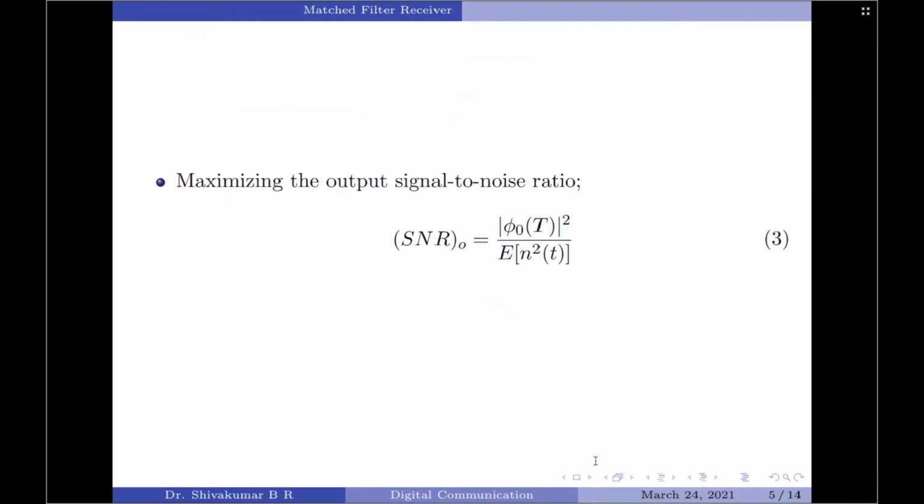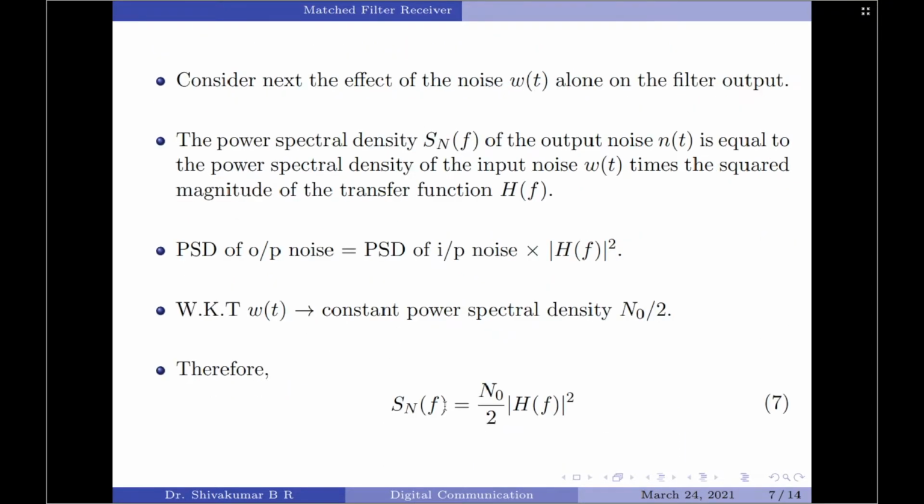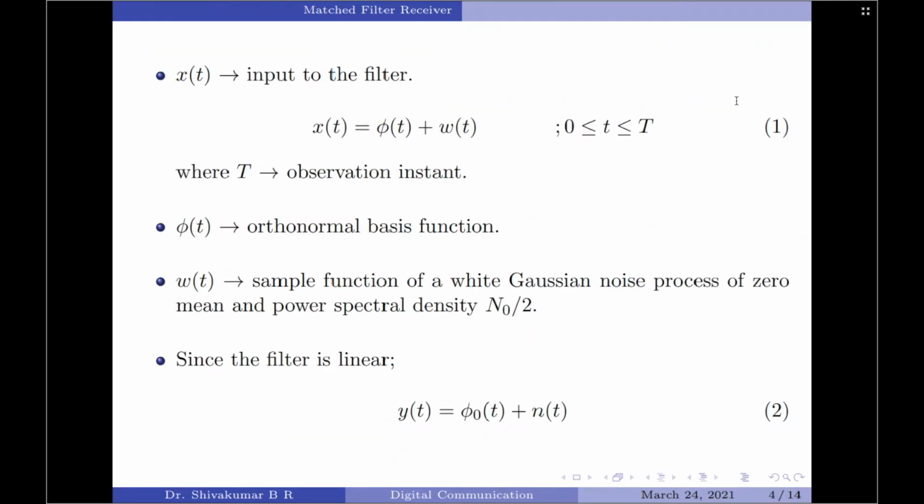Let us go back to the SNR equation. You see, the numerator on the RHS is nothing but magnitude square of phi naught of capital T, and this is what we just derived. Let us now move on and take the effect of the noise component W of t alone on the filter output. That is, we are now accounting for W of t here.